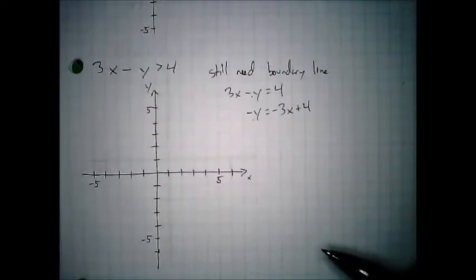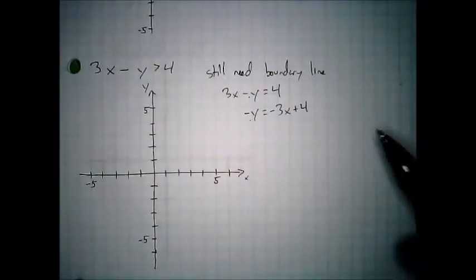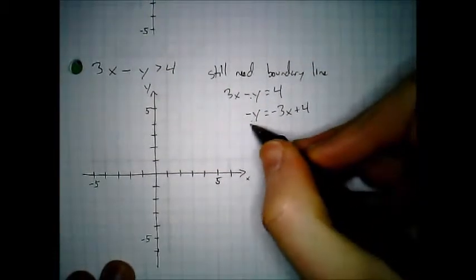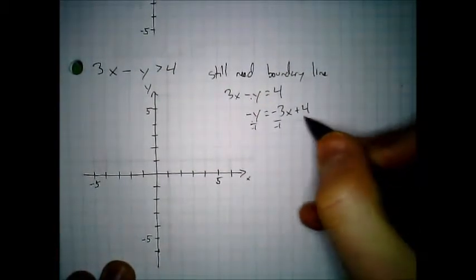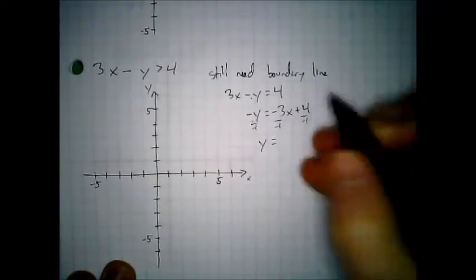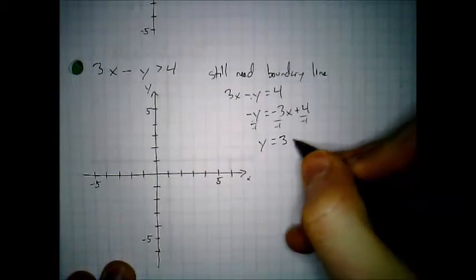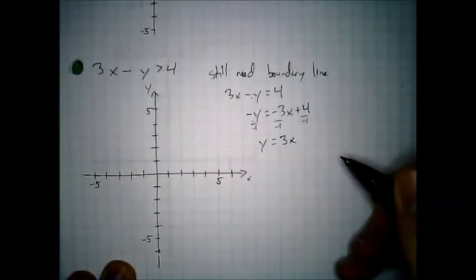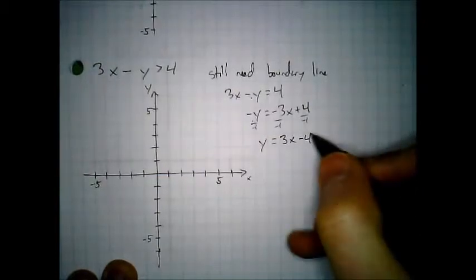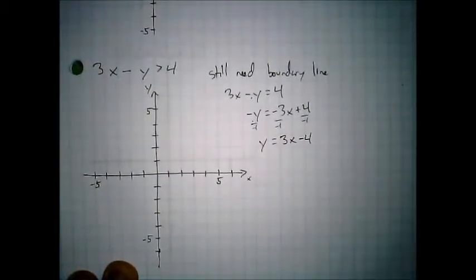Okay, we're not happy yet. We don't have what y equals. We have what negative y equals. So, again, we saw examples like this before. This is where we just divide everything by negative 1. So we're left with y equals negative 3 divided by negative 1, which is positive 3. The sign just flips. 4 divided by negative 1 is negative 4. Again, the sign just flips. So this is our boundary line: y equals 3x minus 4.